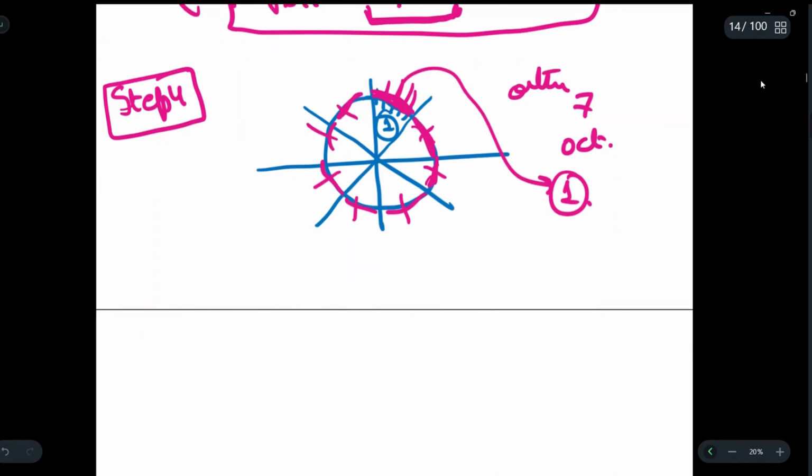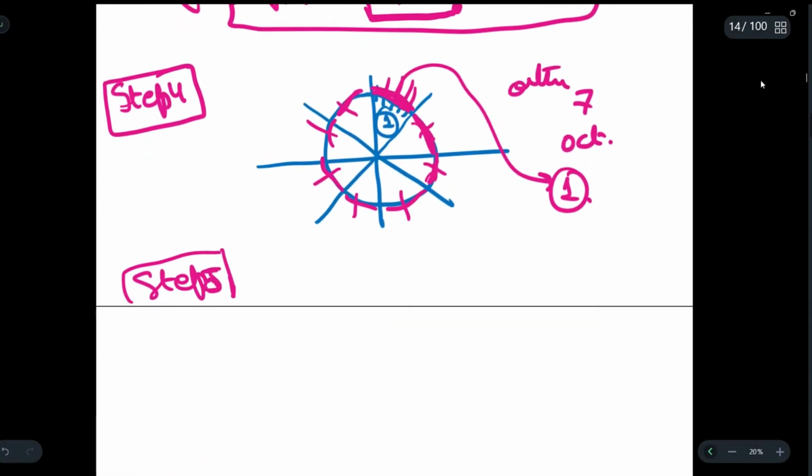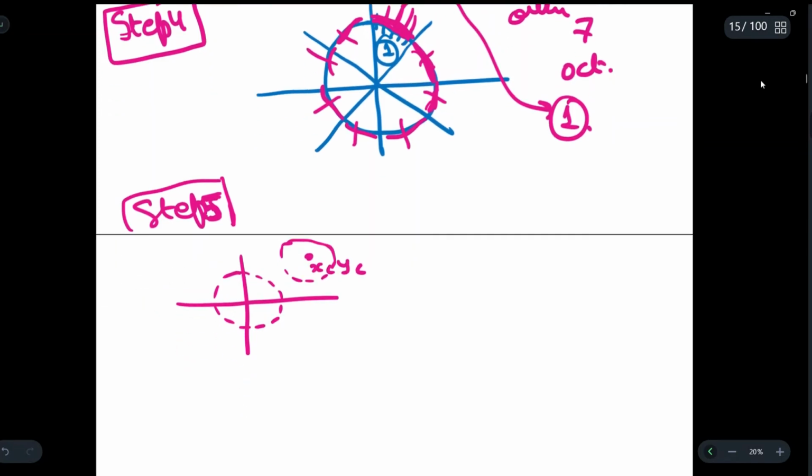Now let us come to step 5. Step 5 is also an important part. I can say that it is the second most important part after step 3. In step 5, you must remember that initially we considered the circle to be present at the origin, even though it was given to us that the circle is present at a point xc, yc. So now we will move these coordinates that we have found to the original position.